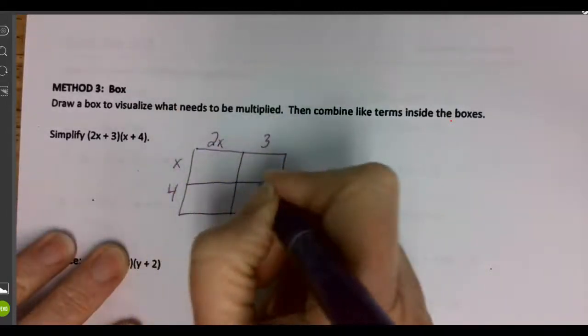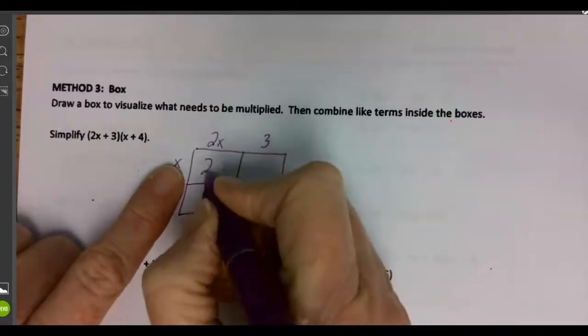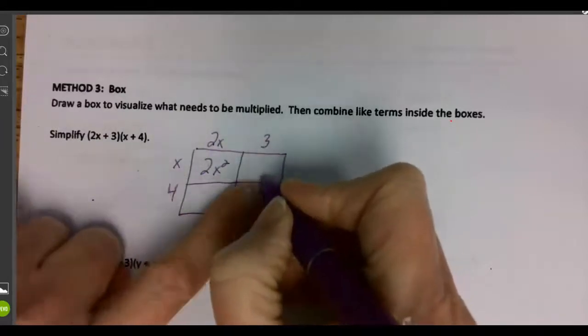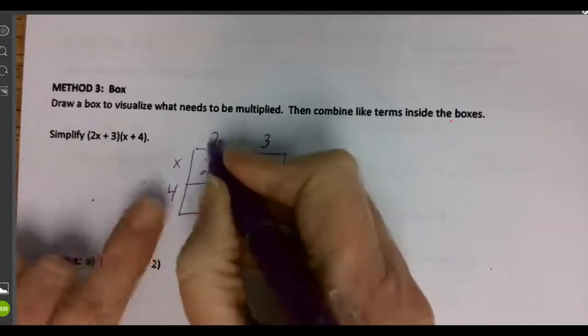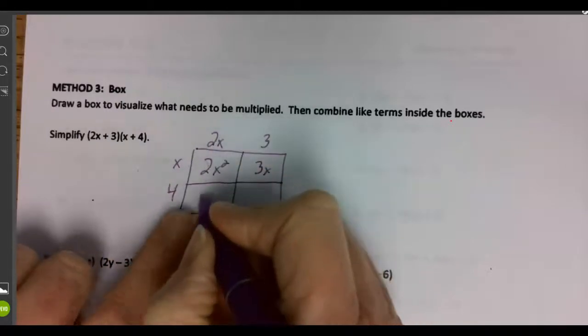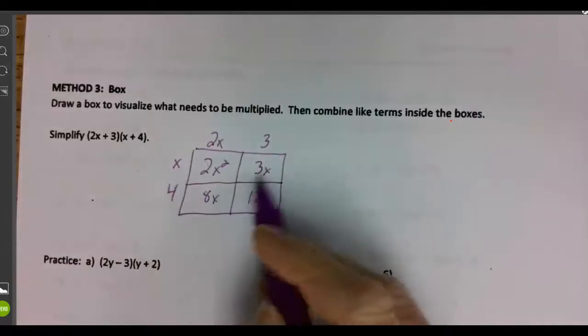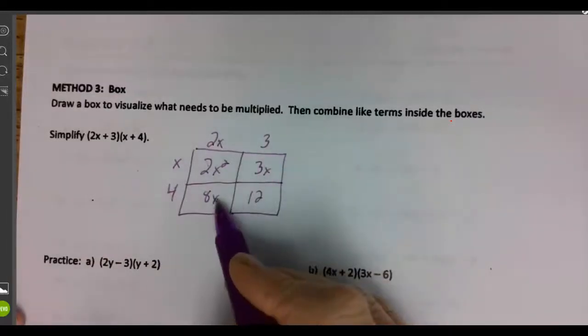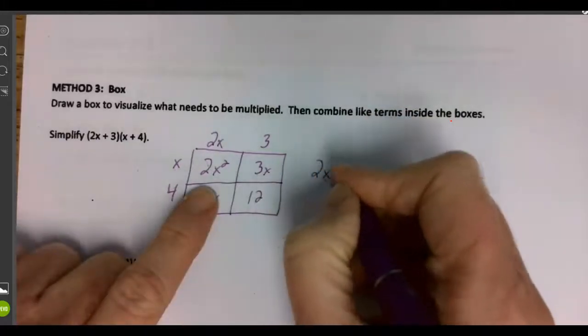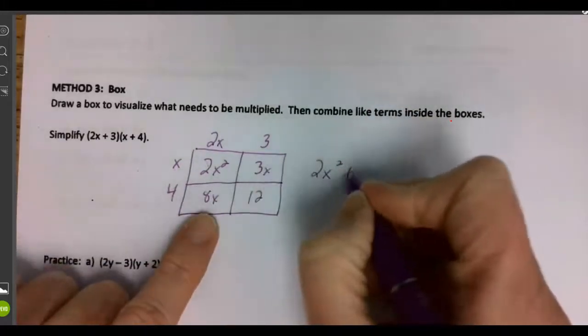Okay. Then you're going to multiply these two, 2x squared. Multiply these two, and it ends up right there. Multiply these two, right here. Multiply these two, right here. And usually, I can't say always, but usually you're going to have your like terms right here, so you just combine them. So 2x squared, my like terms, 11x plus 12.